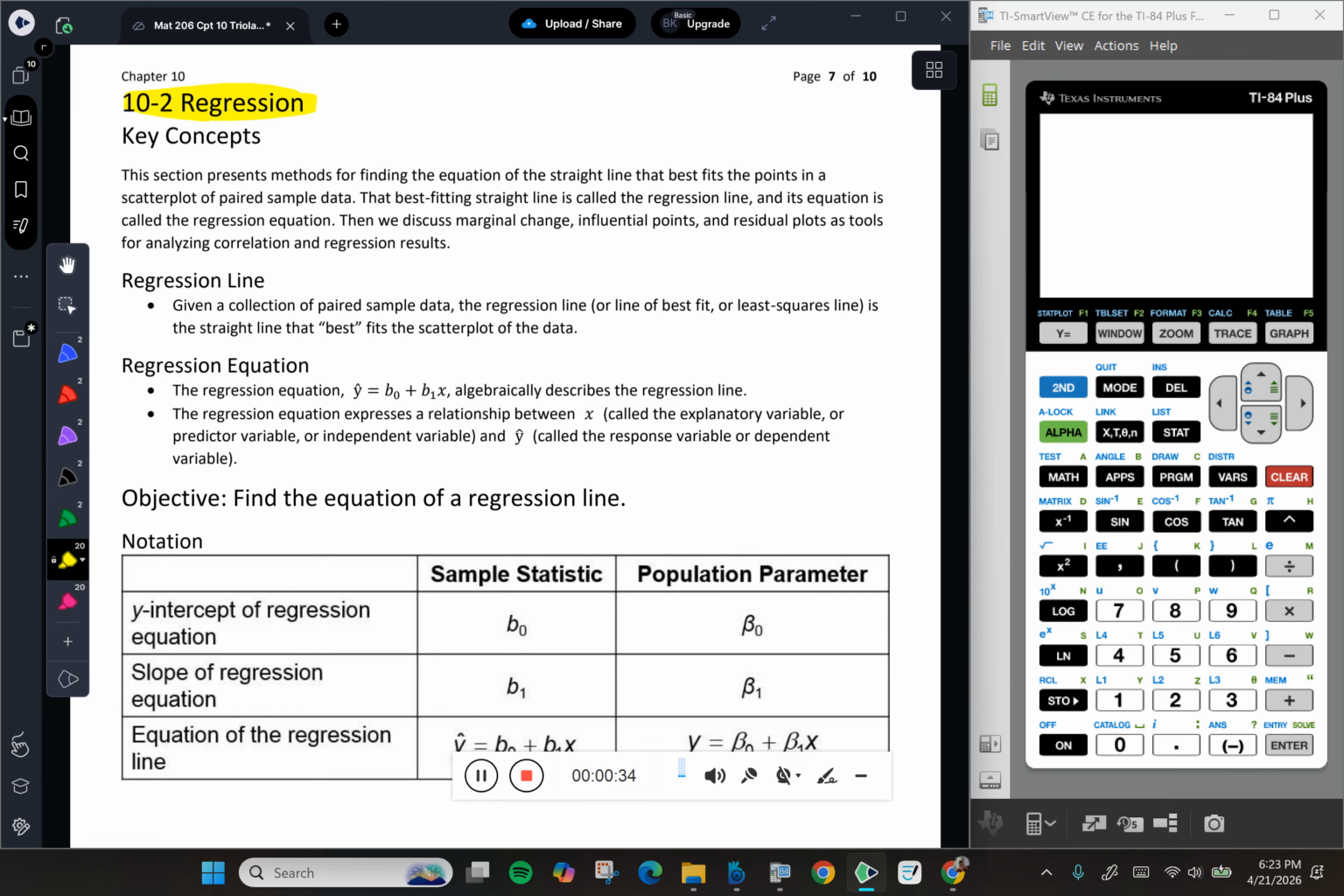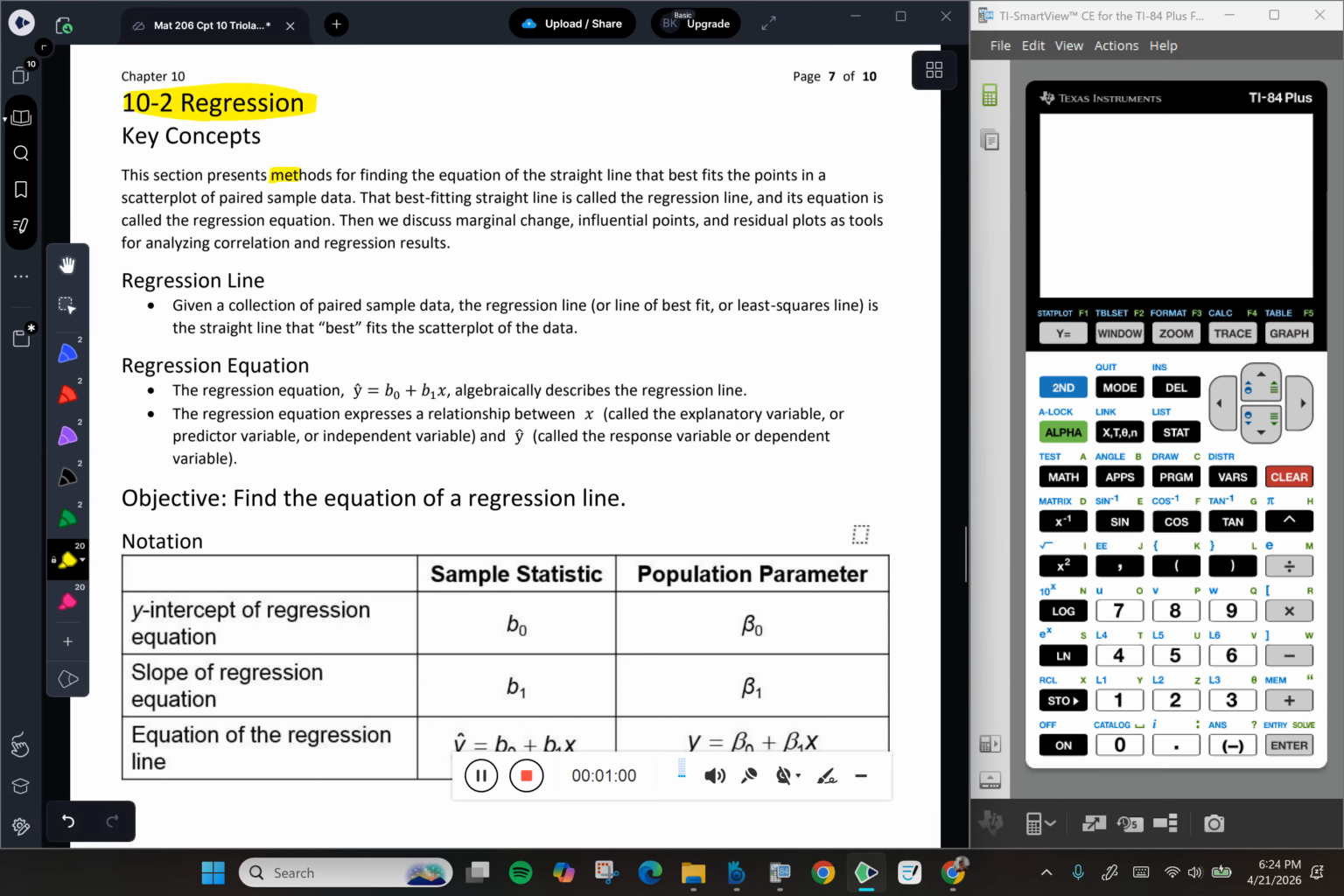said, hey, does the evidence support a positive or a negative, a non-zero population linear correlation? And if the answer to that was yes, that the data supports it, then the next question we should ask is, what's the equation of that line? So in this section, that's what we're going to look at.